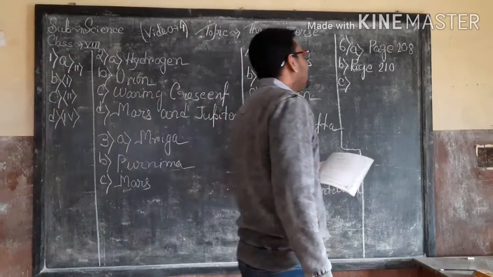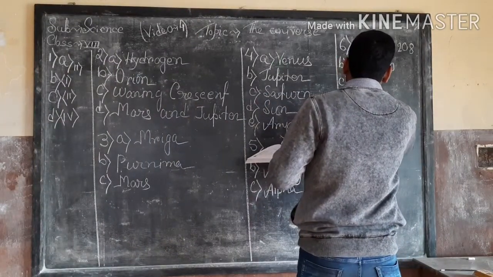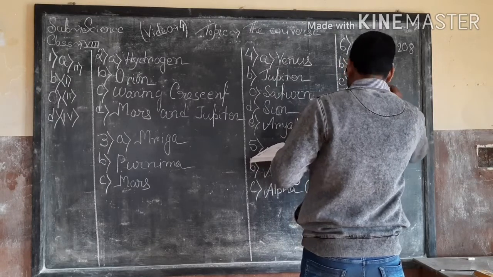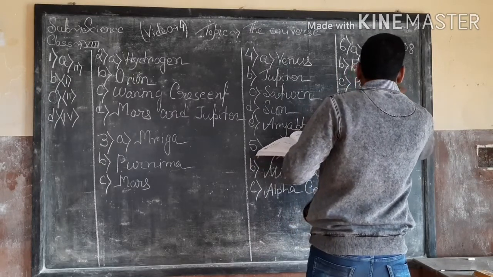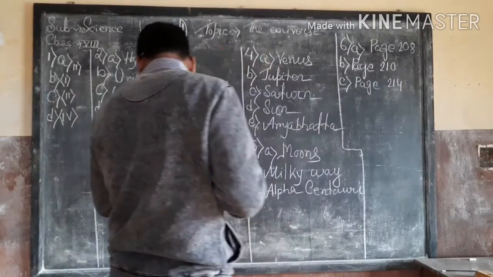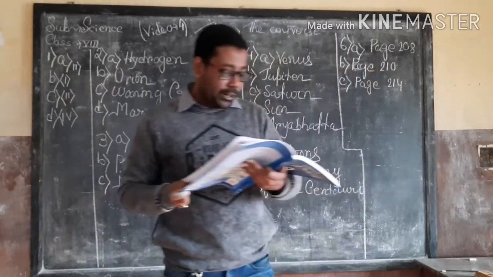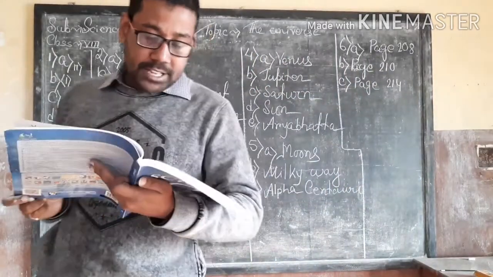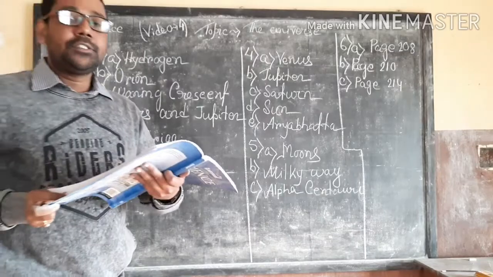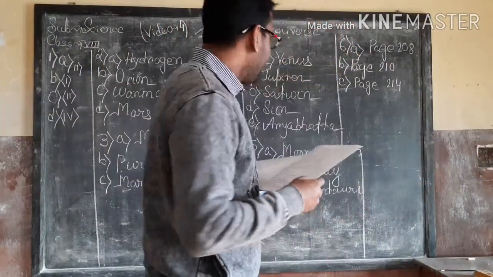This is also discussed in our video, and the definition for comets is present on page 214. Comets are celestial bodies that revolve around the sun in elliptical orbits. This is also discussed in our video.